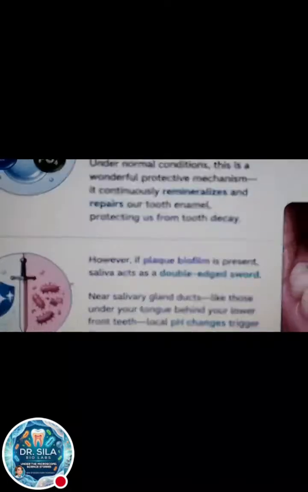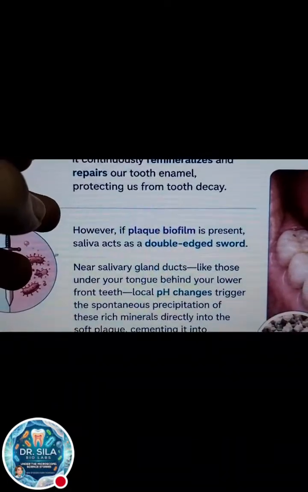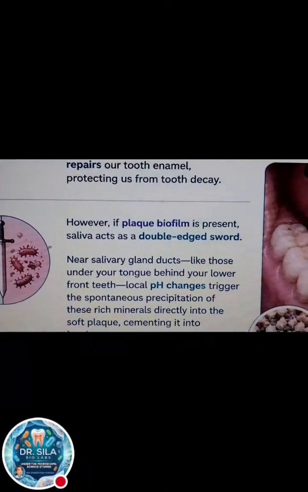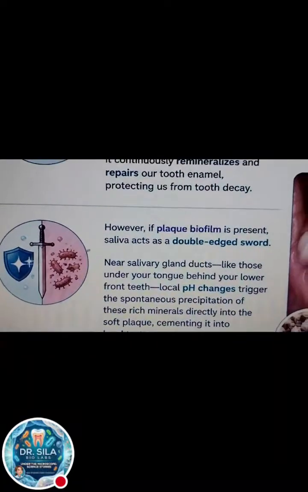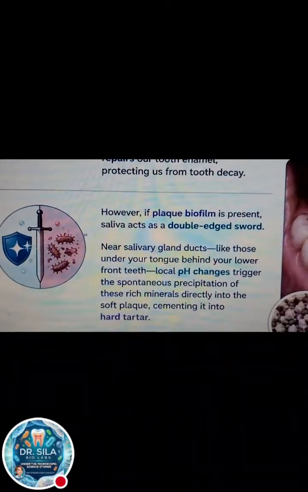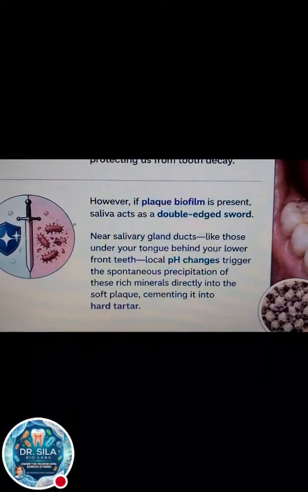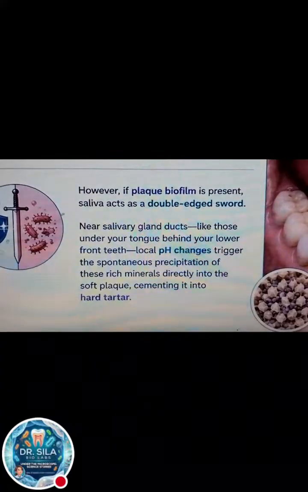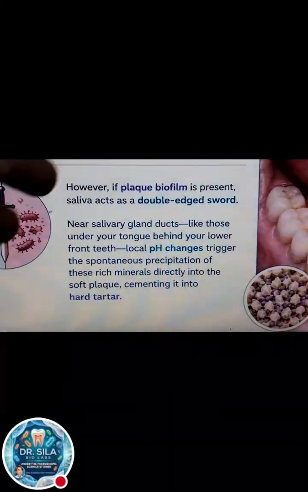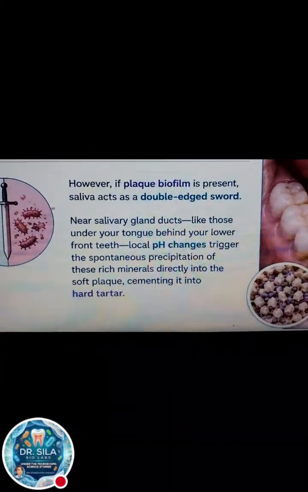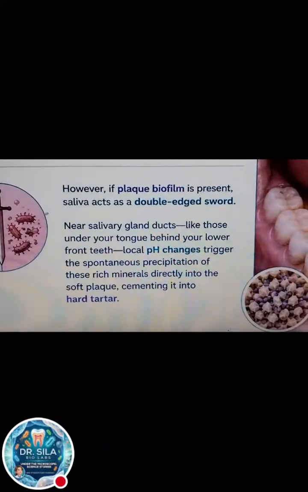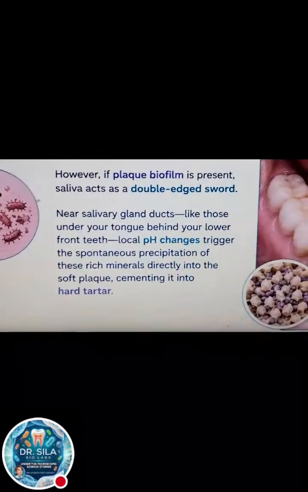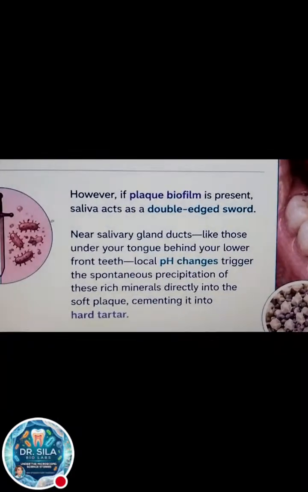However, if the plaque biofilm is present, saliva acts as a double-edged sword, near salivary gland ducts, like those under your tongue, behind your lower teeth. Local pH changes trigger the spontaneous precipitation of the rich minerals directly into the soft plaque, cementing it into a hard tartar.